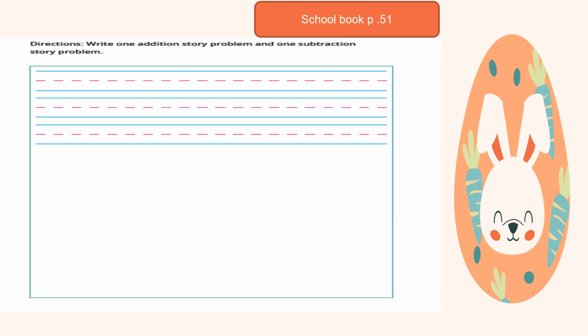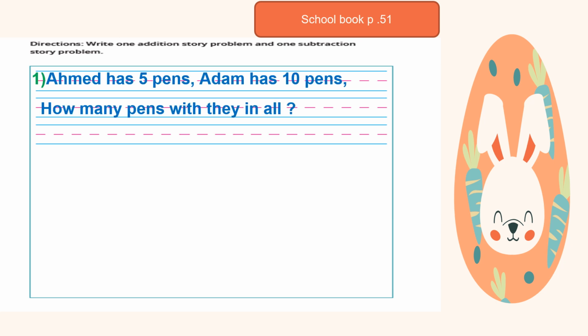One addition story problem and one subtraction story problem. First one, Ahmed has 5 pens. Adam has 10 pens. How many pens will they have in all? In all is a keyword for addition. So the total: 5 plus 10 equals 15 pens.